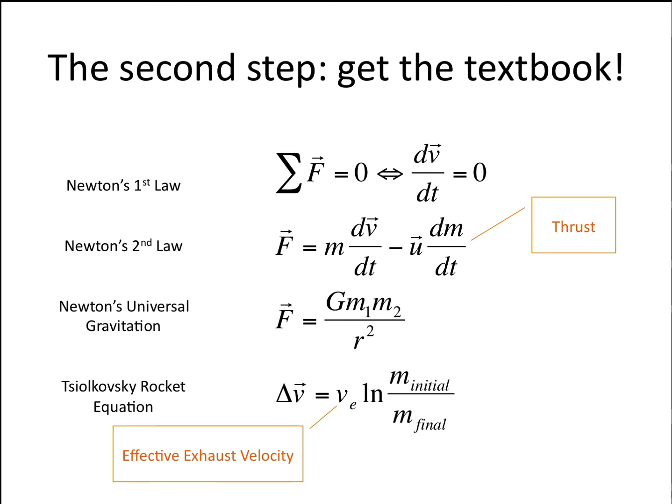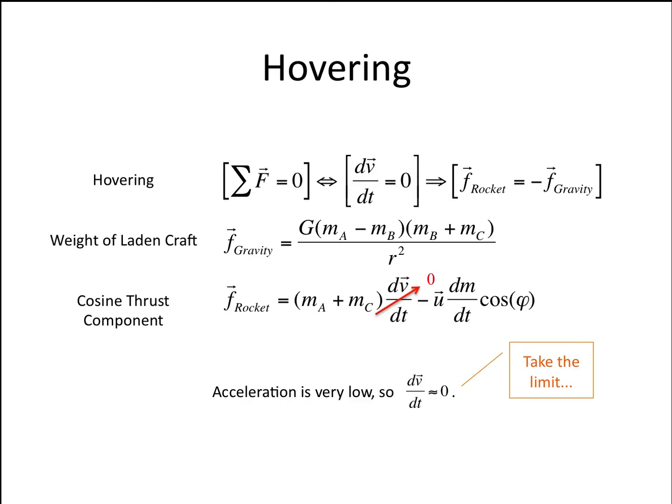Now, the physics we're going to use are Newton's first law, Newton's second law. We're even going to throw in Newton's third law a little bit, but it's not shown here. Newton's law of universal gravitation and the rocket equation. You'll notice that in Newton's second law, this term is called the thrust term. It's the velocity of the exhaust times the mass flow rate. We're going to go solve for those.